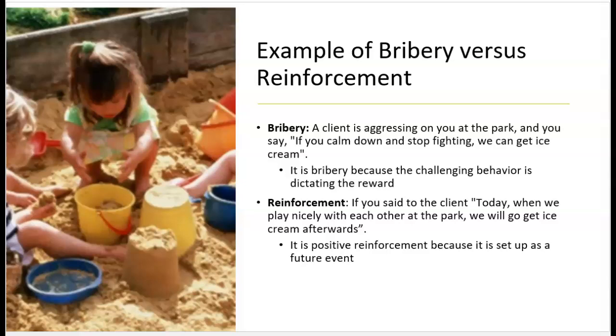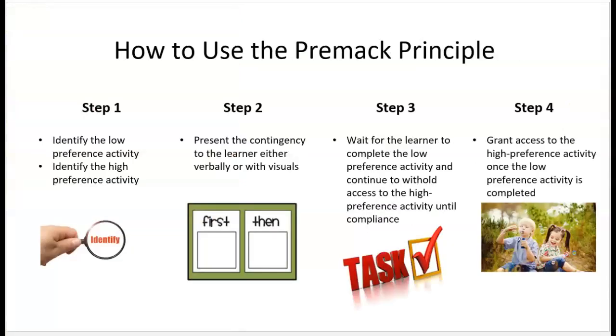Now let's look into how to use the Premack principle. Step 1, identify the low preference activity or the non-preferred activity, and also identify the high preference activity. Step 2, present the contingency to the learner either verbally, with words, or with visuals.